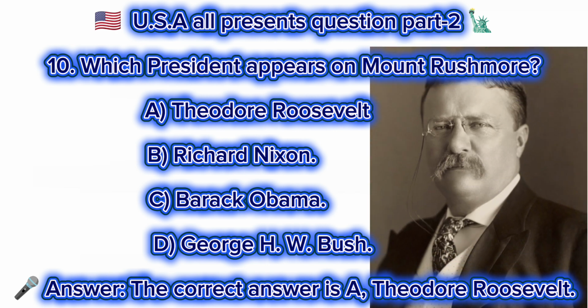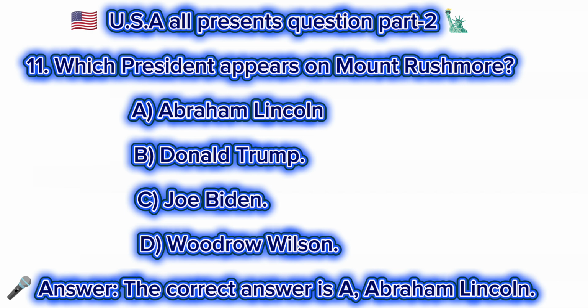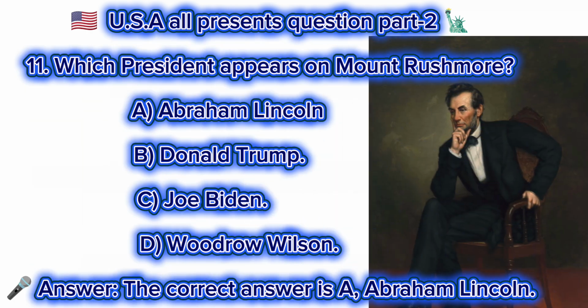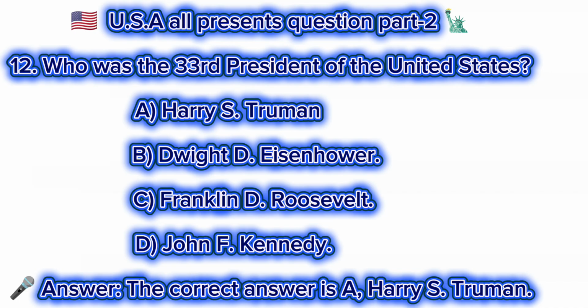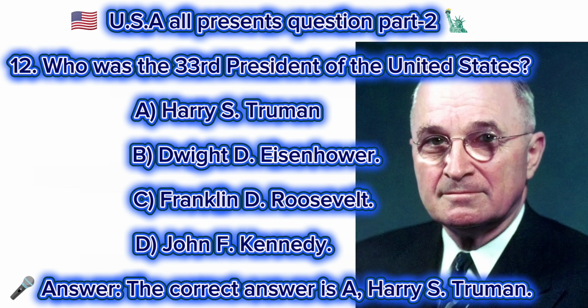Theodore Roosevelt. 11. Which president appears on Mount Rushmore? A. Abraham Lincoln. B. Donald Trump. C. Joe Biden. D. Woodrow Wilson. Answer. The correct answer is A. Abraham Lincoln. 12. Who was the 33rd President of the United States? A. Harry S. Truman. B. Dwight D. Eisenhower. C. Franklin D. Roosevelt. D. John F. Kennedy. Answer. The correct answer is A. Harry S. Truman.